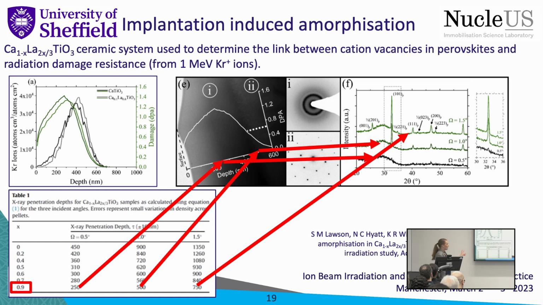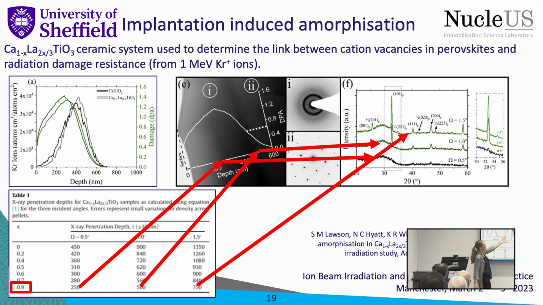He calculated the penetration depths that we would need to use for XRD in order just to look at that implanted region. So we actually had a look at a range of different X-ray angles to have a look at different implantation depths, so 0.5, 1 and 1.5 degrees. And I'm just going to show you some results from this end member down here, so 0.9. So this is where we have calcium 0.1, lanthanum 0.6, and then TiO3.